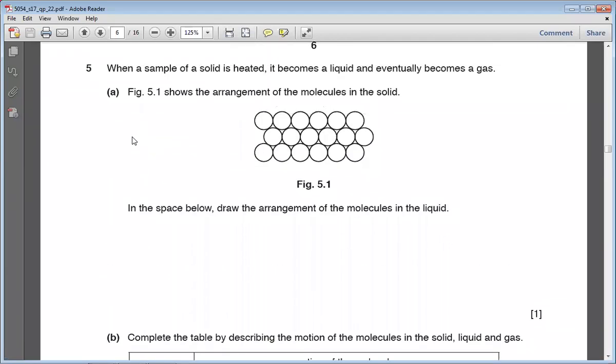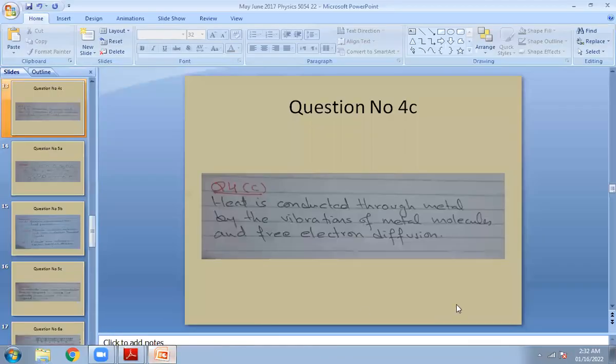It says, when a sample of a solid is heated, it becomes a liquid and eventually becomes a gas. Figure 5.1 shows the arrangement of the molecules in the solid. In the space below, draw the arrangement of molecules in the liquid. So when you show the molecules of the liquid, they should be moving randomly. Some of them should be moving in clusters, and the arrangement should not be regular. So let me show you. The intermolecular spaces should increase.